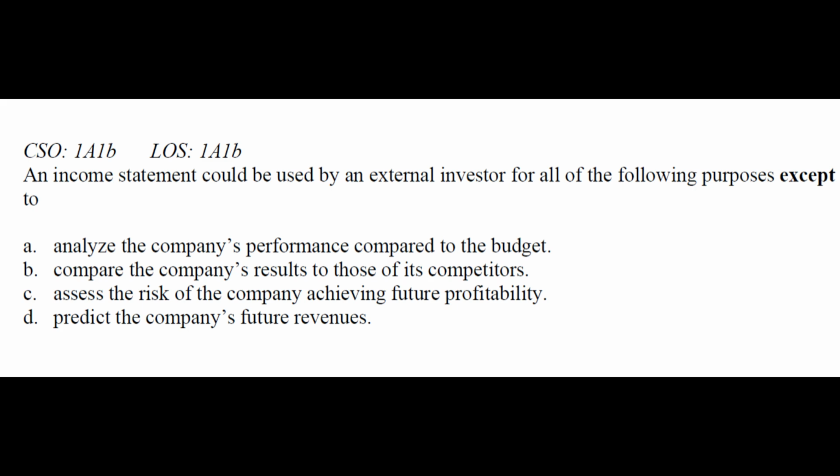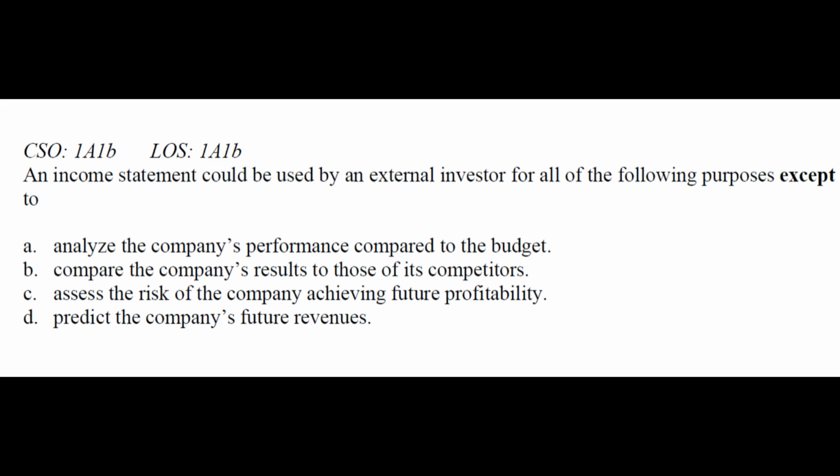External investors have access to published financial statements, but generally do not have access to confidential internal budgets unless management voluntarily discloses them. A. Analyze the company's performance compared to the budget. Correct. External investors usually do not have access to the company's internal budget, which is a management planning and control document. Therefore, they cannot use the published income statement to compare actual performance against budgeted results. This is the exception.